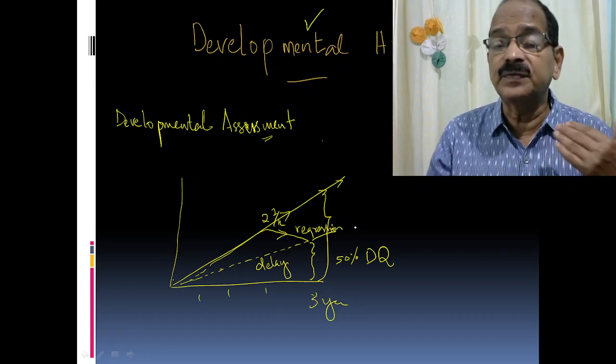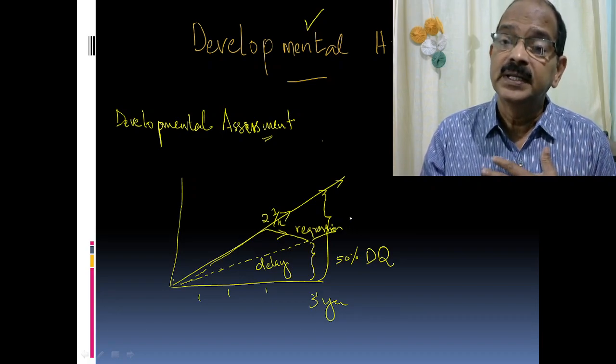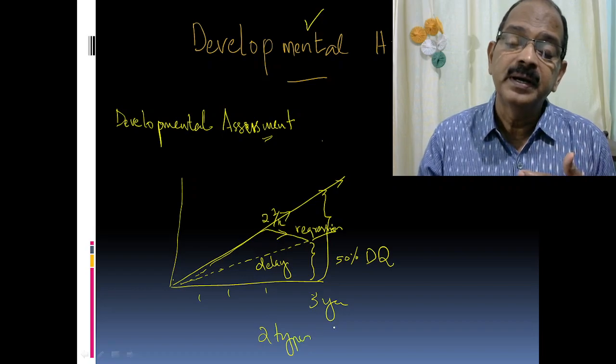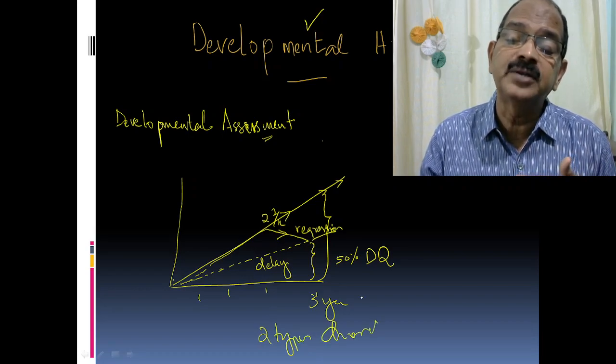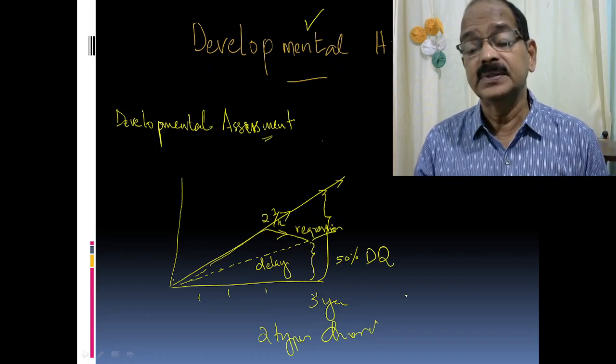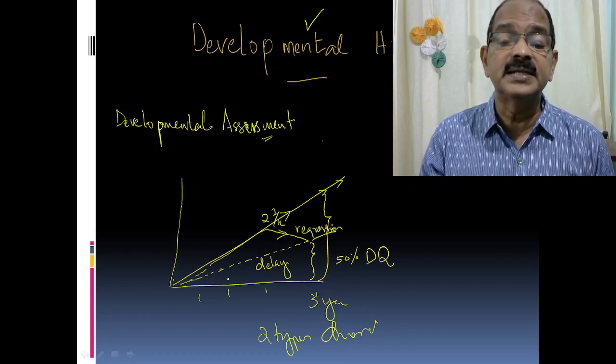What is the relevance of this for a clinician? There are two types of disorders, which lead to different patterns. One is a static disorder.